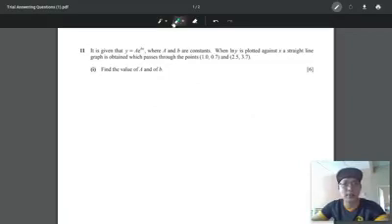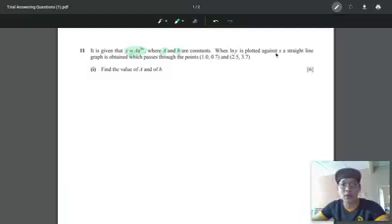This is an additional mathematics question from paper February March 2017. It's on the topic of linear law, right? So let's read out the question first. It's given that y equals ae to the power of bx, where a and b are constants, right? So they are the unknowns.